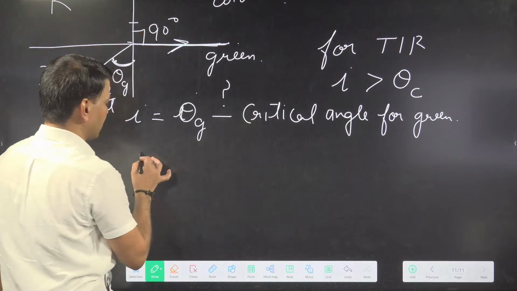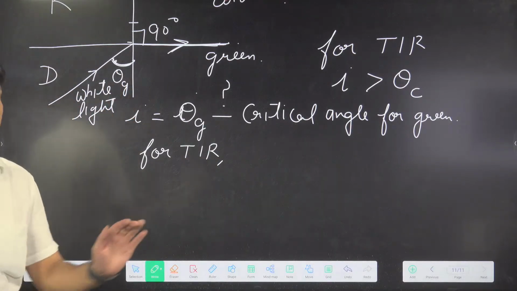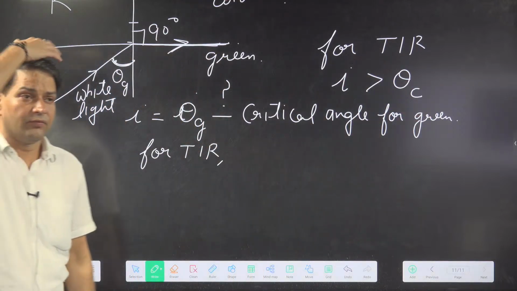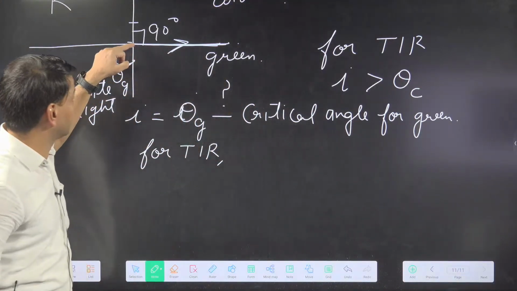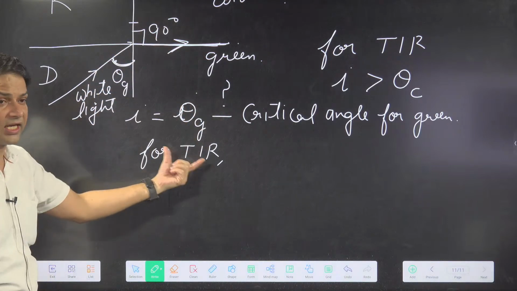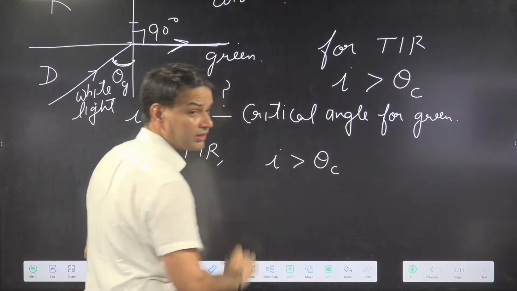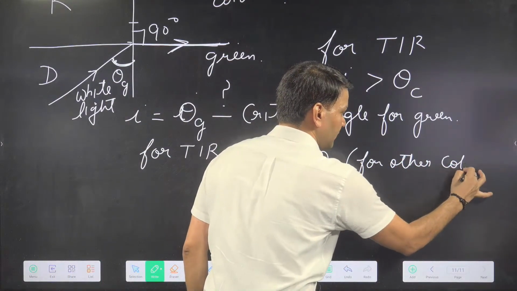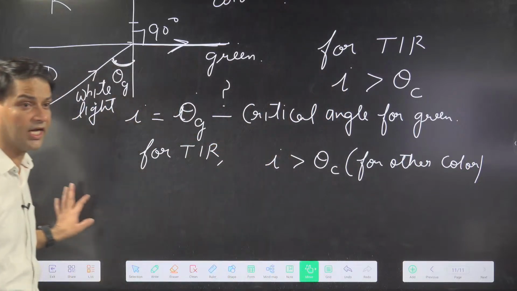Now for TIR, what is the condition? We know green is going tangential to the surface. Now we have to check the other colors. Which color will get TIR? Which color will get refraction? This angle of incidence is the critical angle for green. For the other colors, I apply the condition: I has to be greater than the critical angle for that color. For which color will the angle of incidence be greater than critical? It will get TIR.